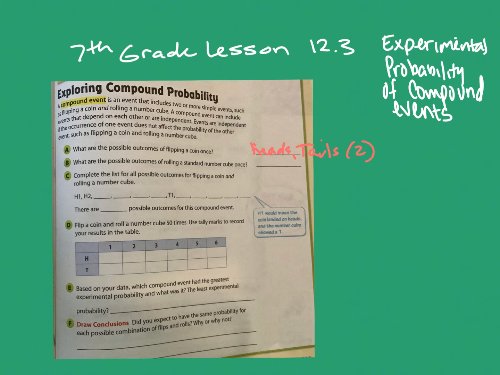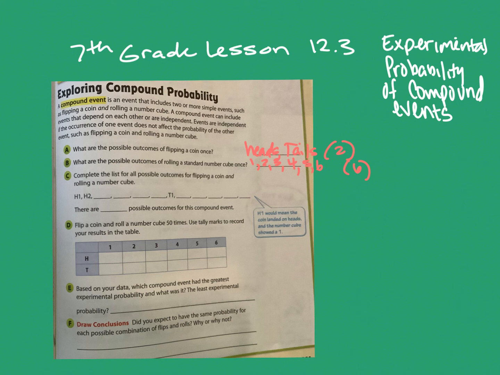I need to neaten that up. And what about the possibilities of rolling a standard cube, a die? What are the possibilities? I can land on 1, it could land on 2, 3, 4, it can land on 5, or it can land on 6. So there's a total of 6 different possibilities.